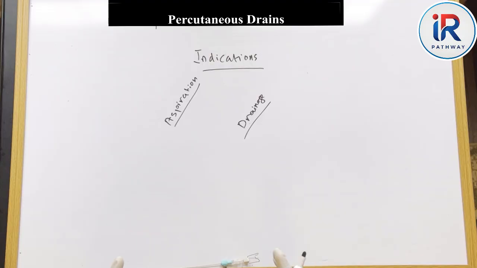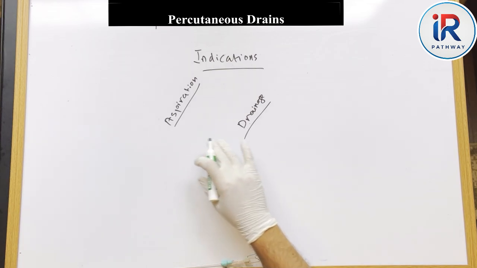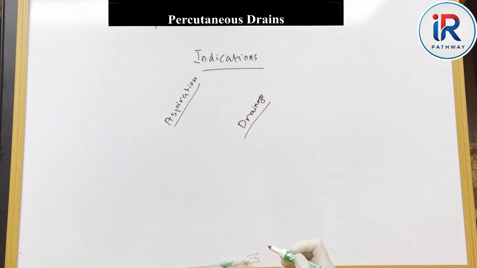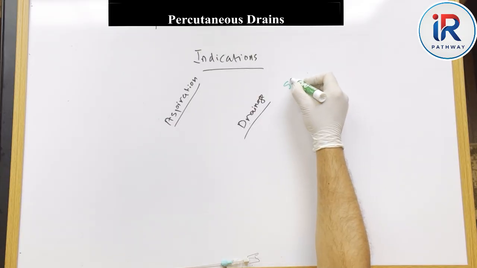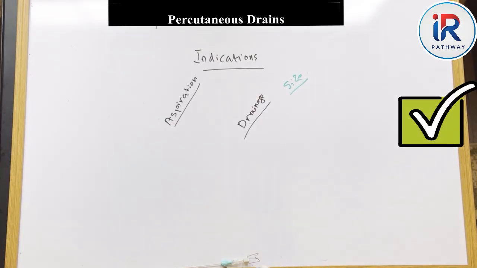One radiologist may aspirate a collection, another may place a drain. But here are simple guidelines that can help you to take the right decision whether to aspirate or drain. The first factor, as you expect, is the size. If the collection is small, you can aspirate it directly.